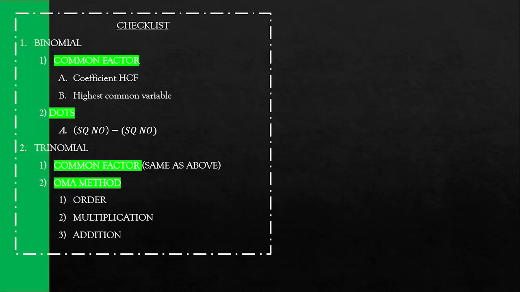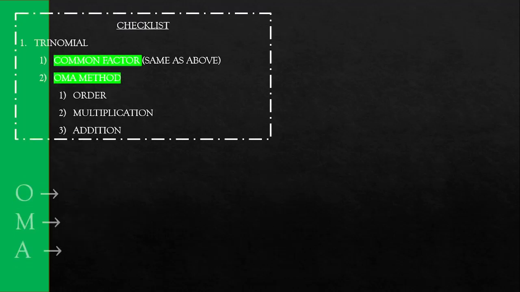Okay, so if you've watched the first 2 videos, you would know that we've been building a checklist of factorizing. We started off with binomials, and we looked at common factors, coefficient HCF, highest common factors, highest common variables, and then we looked at dots. Now today, we're going to be looking at trinomials and focusing on common factors, which we need to look for across all of the types of factorizing, and a method I like to call OMA. Okay. So we're going to look at order, multiplication, then addition. Those are the 3 steps.